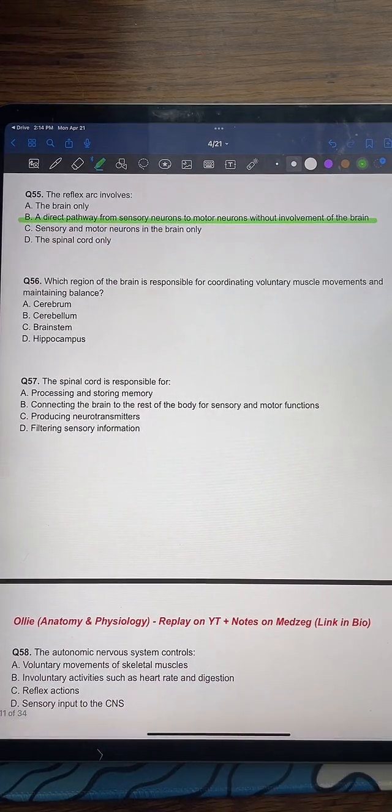Number 56, which region of the brain is responsible for coordinating voluntary muscle movements and maintaining balance? With the help of interneurons, yes. With the help of interneurons, correct. My bad, I forgot to mention that. Thank you.